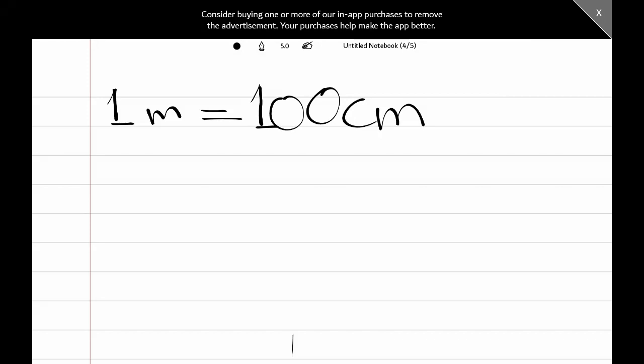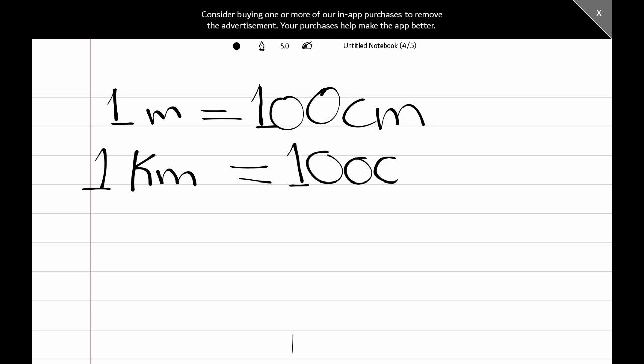Now, how do we write kilometer? It is written like this, kilometer. And as we said before, sometimes we need to convert between one unit and another. So here we know that 1 meter is equal to 100 centimeters, right? But how many meters are 1 kilometer? What do you think? Is it 100? Actually, no. It is 1,000 meters. So each 1 kilometer is 1,000 meters.